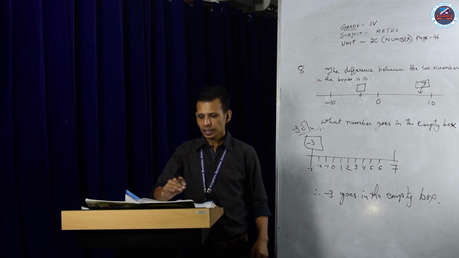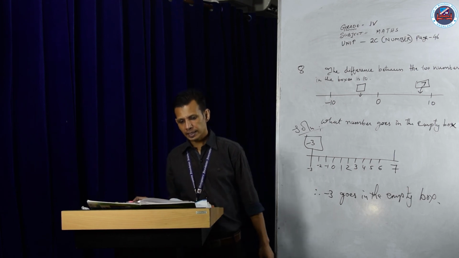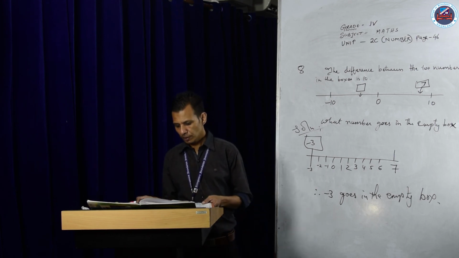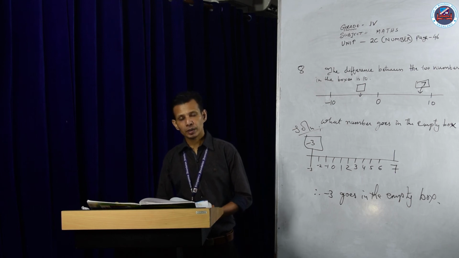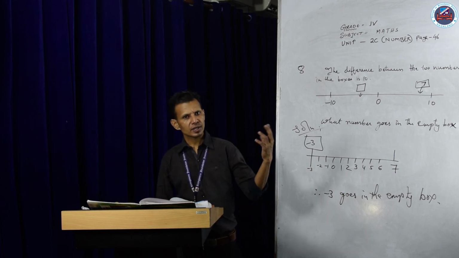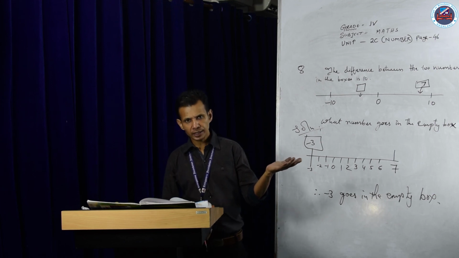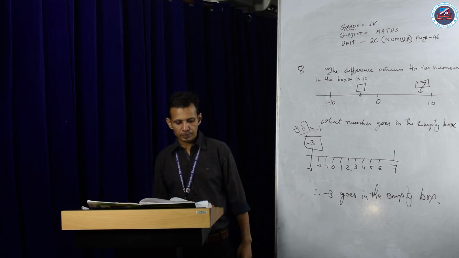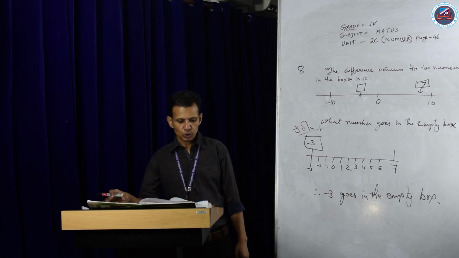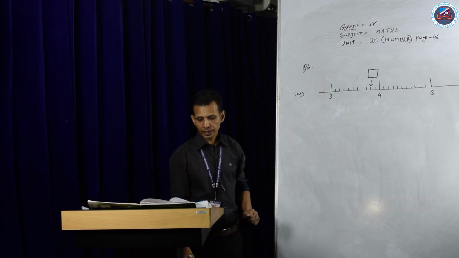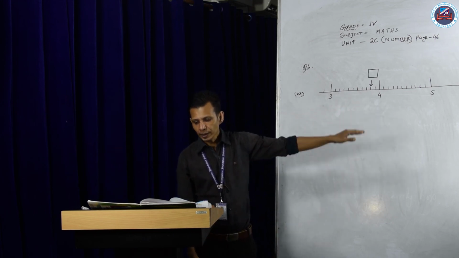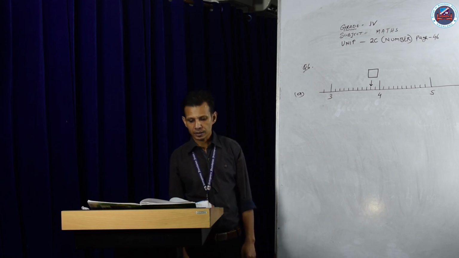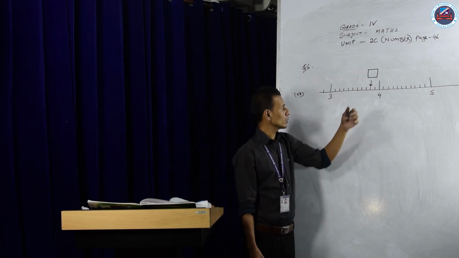Okay? Now let's go to question number 6 of page number 52. Page 52, question number 6. The rest, everything, I have done in my PDF. Let's have a look at page 52, question number 6. Here it says, look at this number line. This is a number line. What number goes in each box? You have to find out what number goes here.